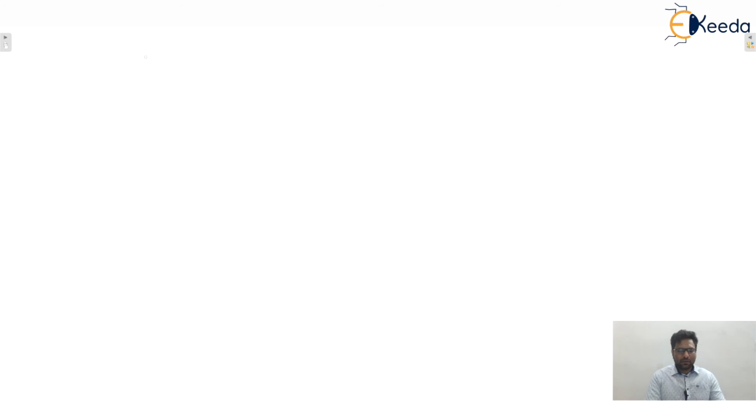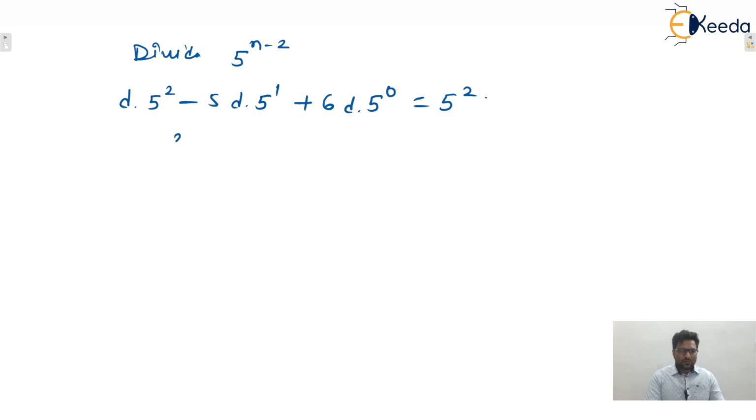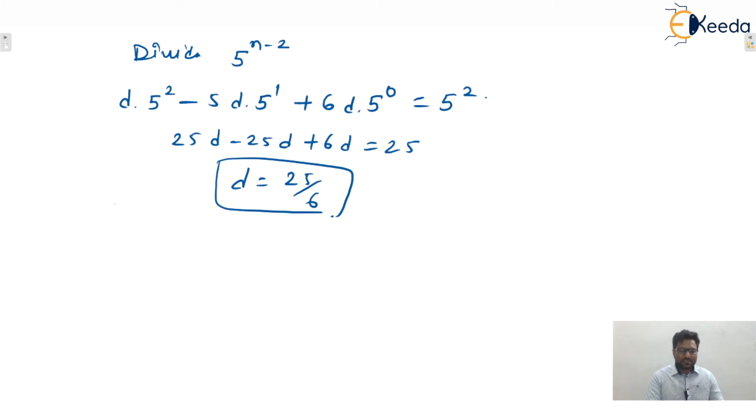So divide the entire equation by 5 raised to power n minus 2. It becomes d into 5 raised to power 2 minus 5d into 5 raised to power 1 plus 6d into 5 raised to power 0 equals 5 square. So from here it is going to be 25d minus 25d plus 6d equals 25. So from here the d value will be 25 by 6, isn't it? That was step 3.